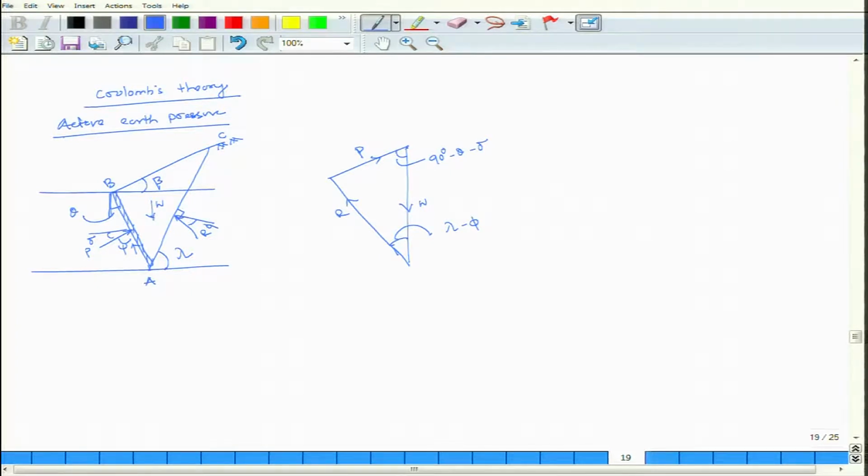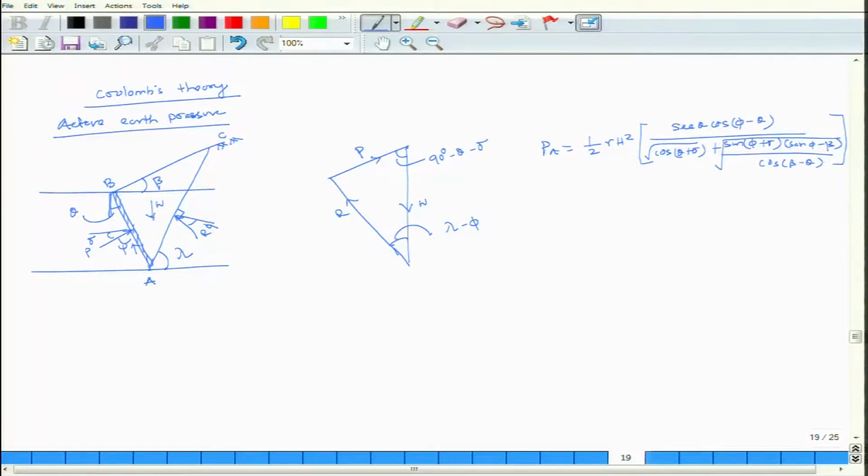So, considering this, PA will be half gamma h square sec theta cos squared of phi minus theta, divided by cos theta plus delta into root over one plus root over of sin phi plus delta sin phi minus beta divided by cos theta plus delta cos beta minus theta.